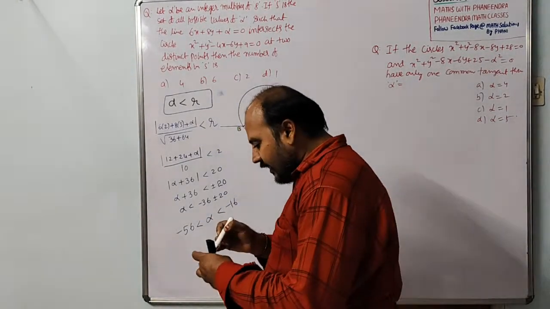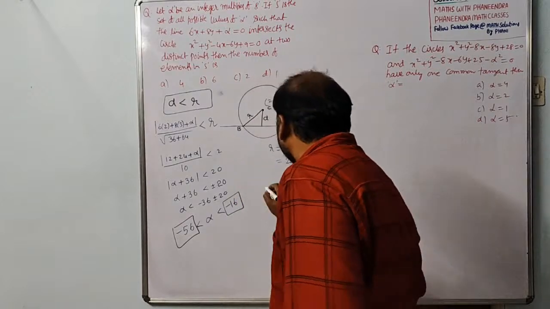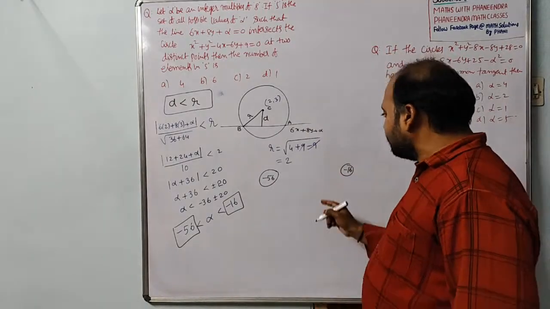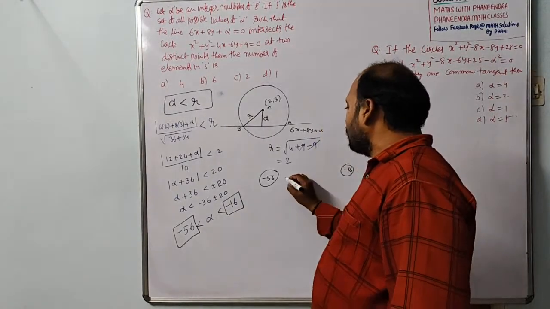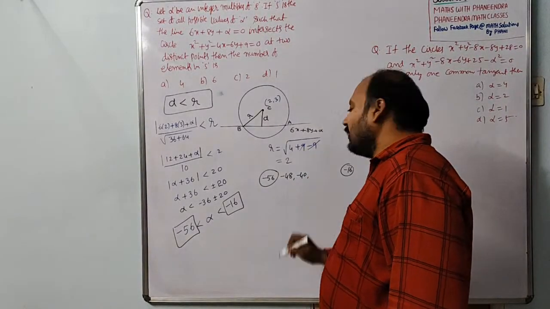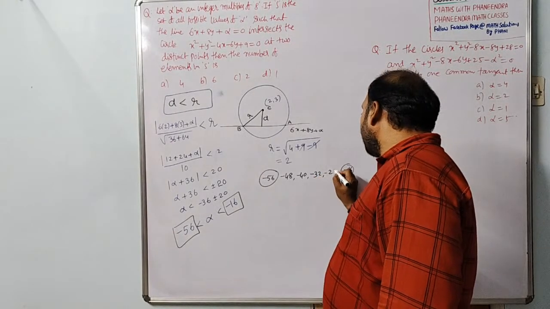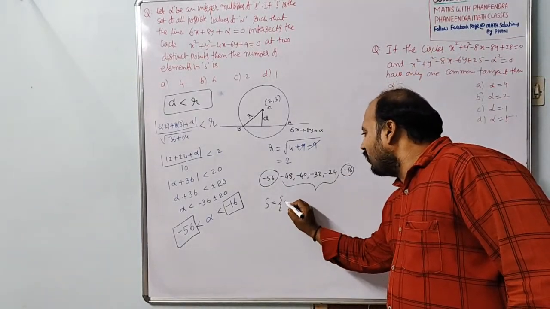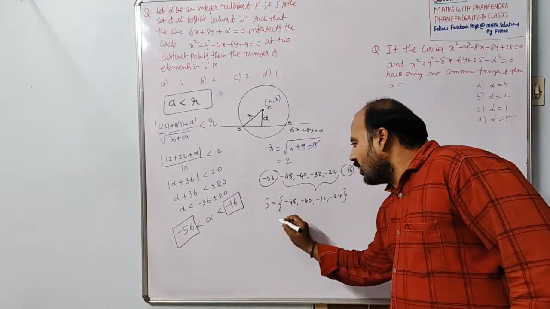In between minus 56 and minus 16, what are the multiples of 8? Minus 56 to minus 16. What are the multiples of 8 in between? Minus 48 is there. Minus 40 is there. Minus 32 is there. Minus 24. These are the set of values of alpha: minus 48, minus 40, minus 32, minus 24. These are all multiples of 8 only.